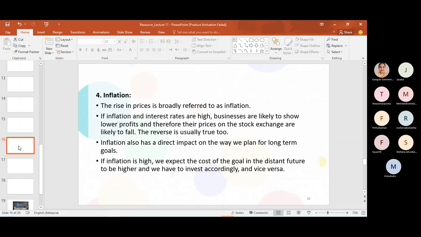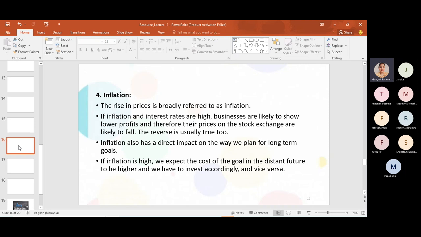When we estimate costs for our future goals, if the inflation is high, we need to estimate a higher cost for that goal. When the inflation is high, you know that next year this price will become even higher, and in 2025 the price will become even higher. Sri Lanka is facing inflation right now, huge inflation. The inflation is really high.